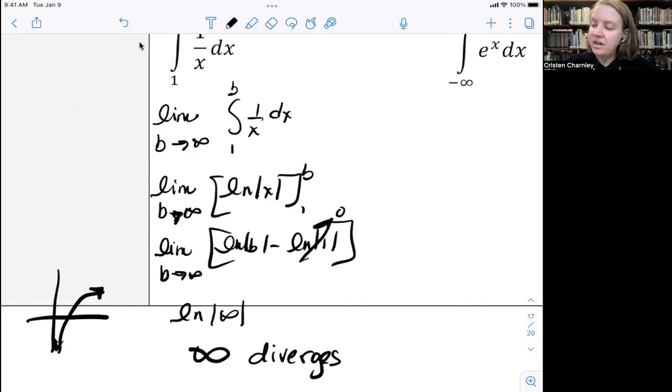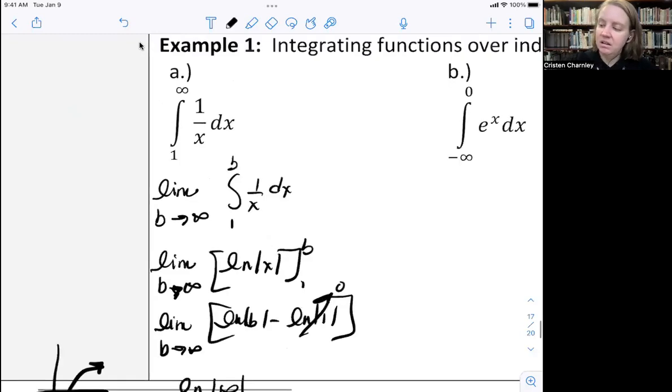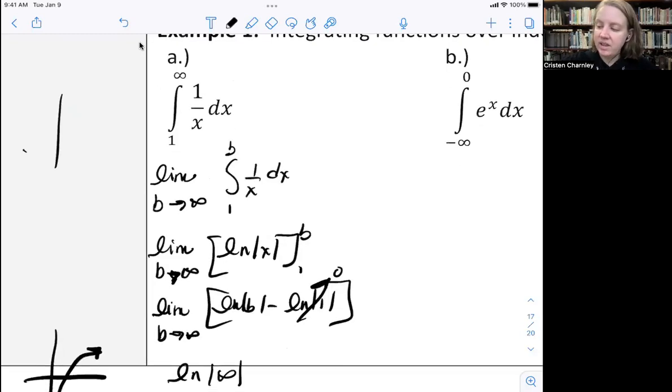So the area underneath that curve, 1 over x, between 1 and infinity, we can't calculate because it keeps going to infinity. So all of this has an area of infinity.